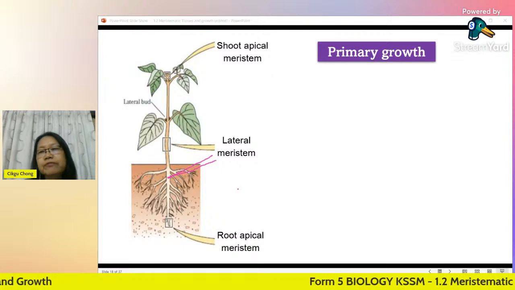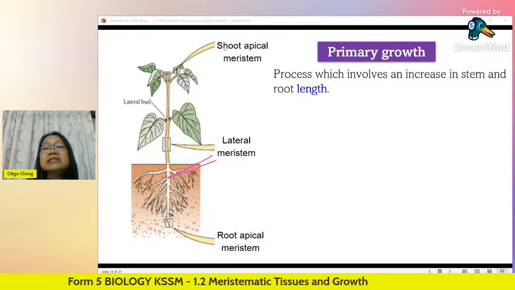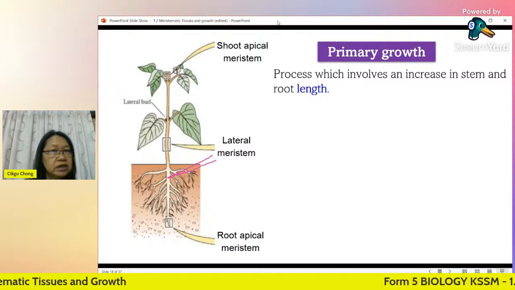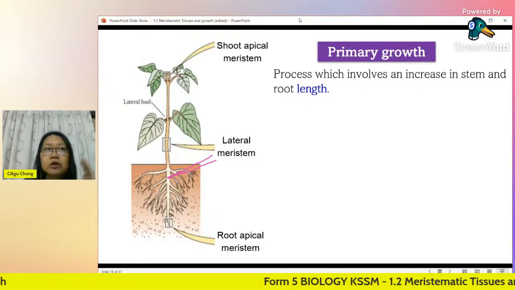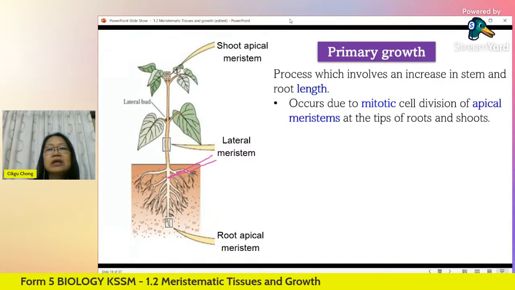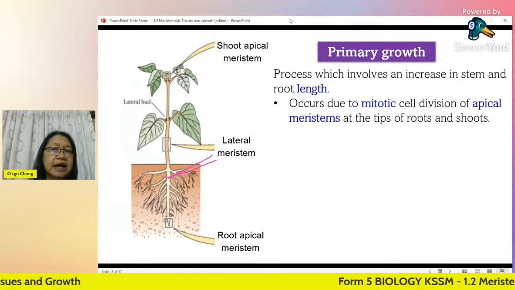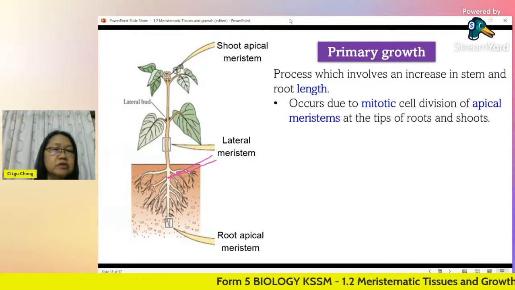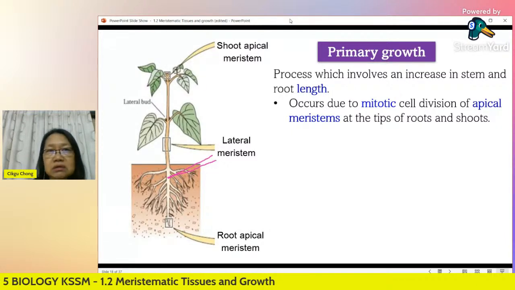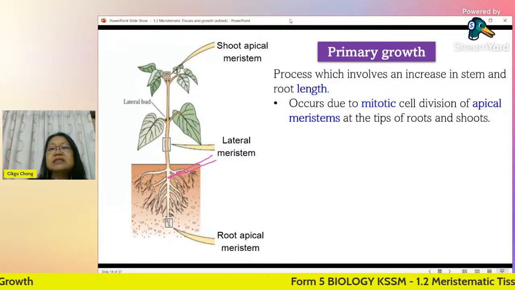Now, primary growth. What is the definition of primary growth? This is actually a process which involves an increase in stem and root length. That basically means your plant is growing taller. It is carrying out primary growth, growing taller and growing longer into the ground, into the soil. It occurs because of mitosis, that means mitotic cell division, which is happening at the apical meristem, at the tip of the shoot and at the tip of the root. That's how they can grow, because the number of cells increases, so it becomes longer up there and longer down there. So both ways, vertically up and also vertically down.